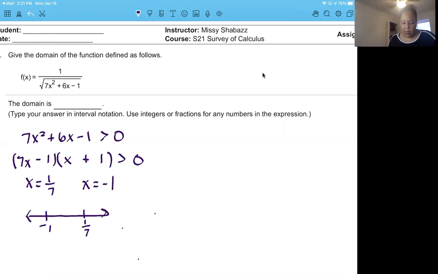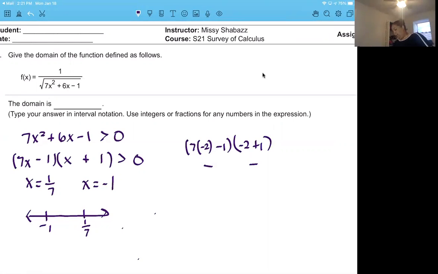I'm going to choose something less than -1, say -2, to find again in the interval if it's negative or positive. If I choose -2, I'm going to have a 7 times -2 minus 1, and -2 plus 1. That's going to give me something negative, and that's also going to give me something negative.